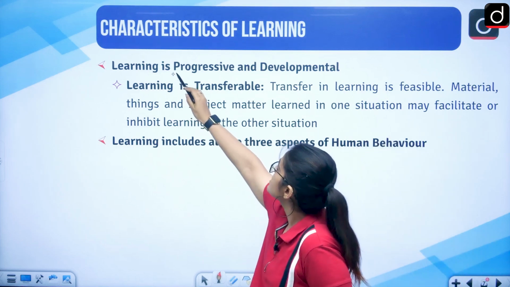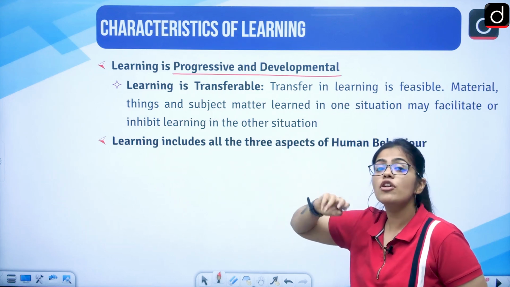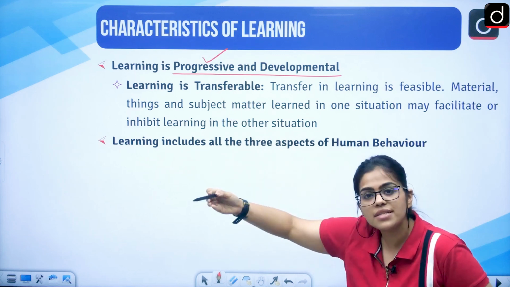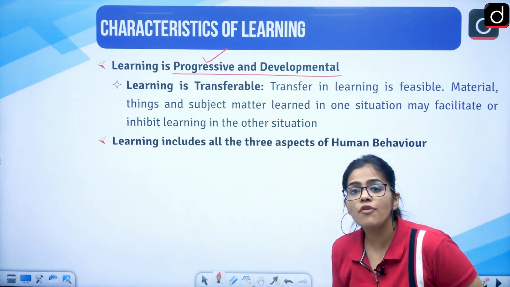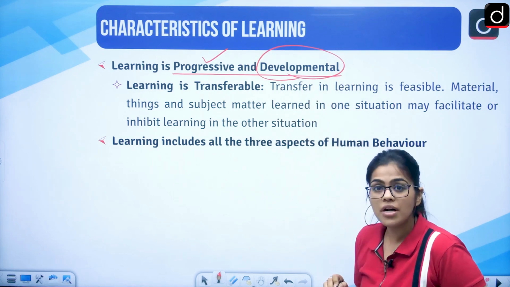Learning is progressive and developmental. So there is a behavioral change. It is done for a longer period of time. So there is progressive behavior. You progress when you learn. You transform when you learn. Your personality becomes developed when you learn.